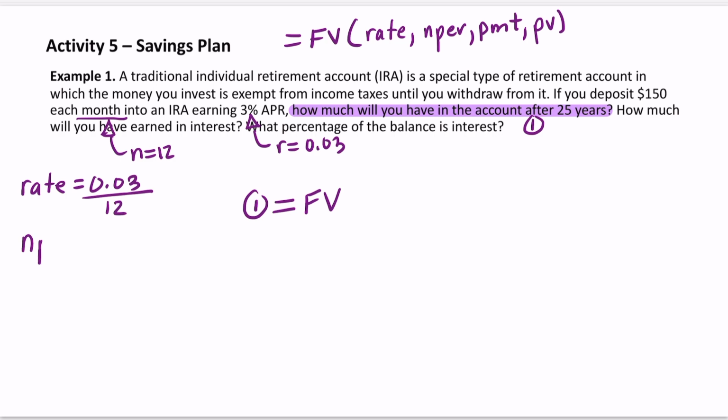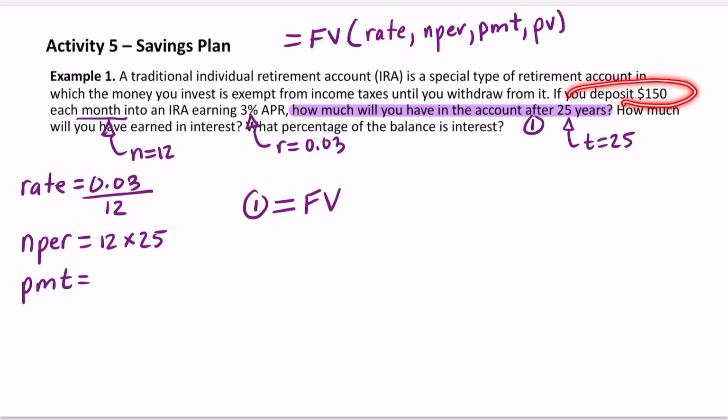The next thing we need is the number of periods. And to get that, we need to have our N, and we're multiplying it by the number of years total, which in this case is 25. The next thing we need is payments. For all the problems we've looked at so far, there have not been any payments, but this problem actually says we are going to deposit $150 every month. And so in this case, we actually do have a payment. Our payment is $150. And the last thing we look at is present value.